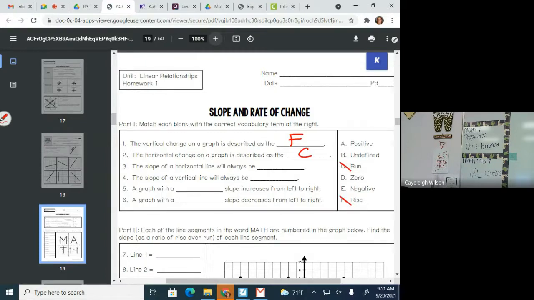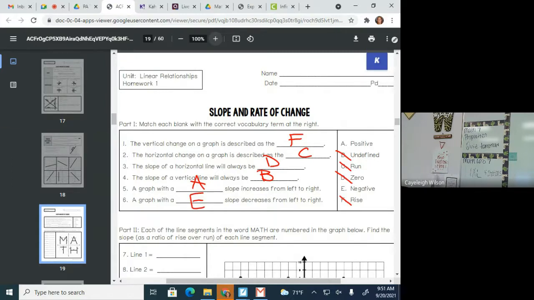Alright, the slope of a horizontal line will always be what? 0, because it's a flat line. What about the slope of a vertical line? Undefined. A graph with a blank slope increases from left to right. Positive. And then that leaves us with a graph with a blank slope that decreases is negative.